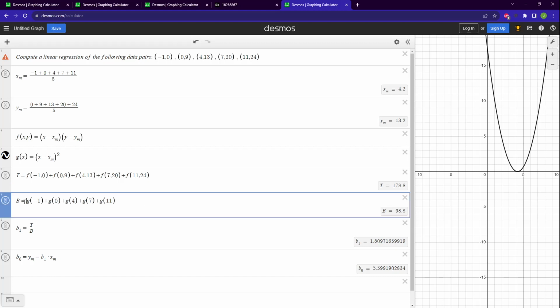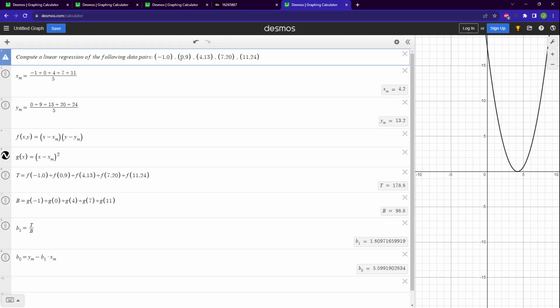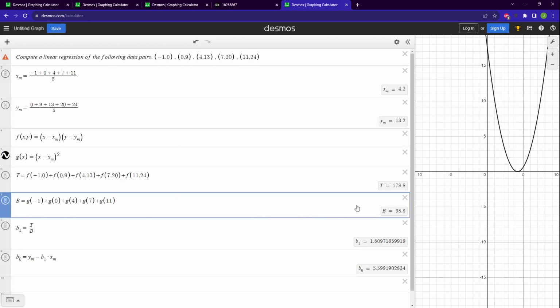And then likewise, b stands for bottom, the denominator. And this is equal to the g's of our x values. Do not put the y values here. It's just the x values. So -1, 0, 4, 7, and 11. That gives us the value for our denominator. So now that we have the value for our numerator, 178.8, and our denominator, 98.8, we divide the top by the bottom to get b1, which is 1.809716, and so on.